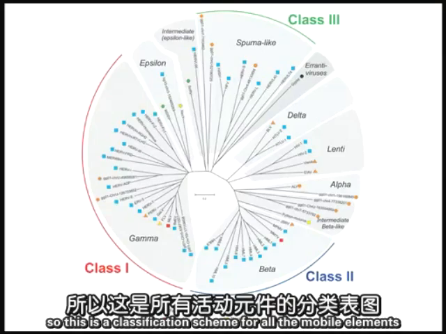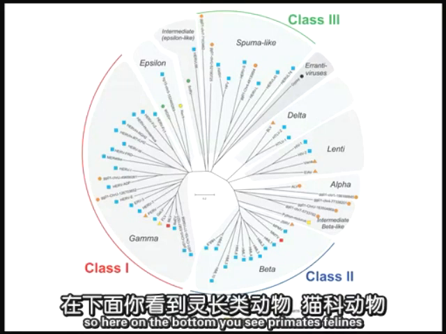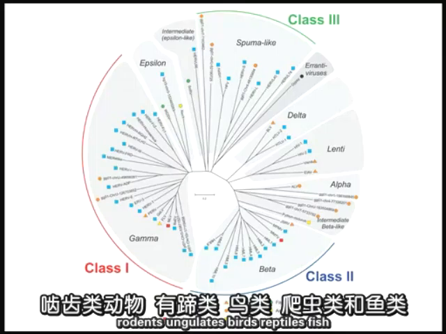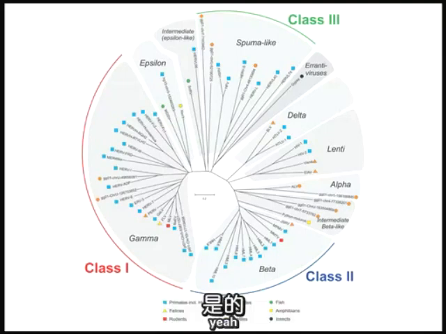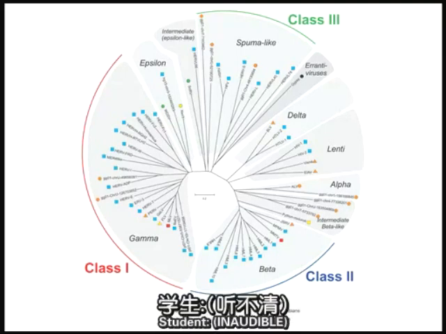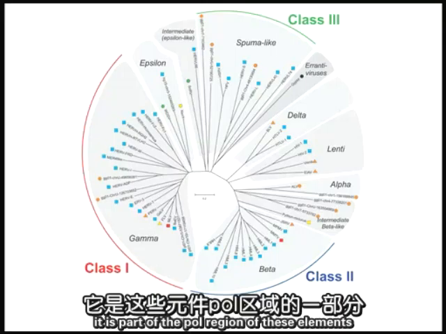So this is a classification scheme for all the mobile elements related to the ones we're talking about. Here on the bottom you see primates, felines, rodents, ungulates, birds, reptiles, fish, amphibians, and insects. So all these have mobile genetic elements. So those mobile genetic elements, is there a cellular integrase that has to integrate them into the DNA, or is it part of the element? It's part of the element, yeah. So it's part of the POL region of these elements.